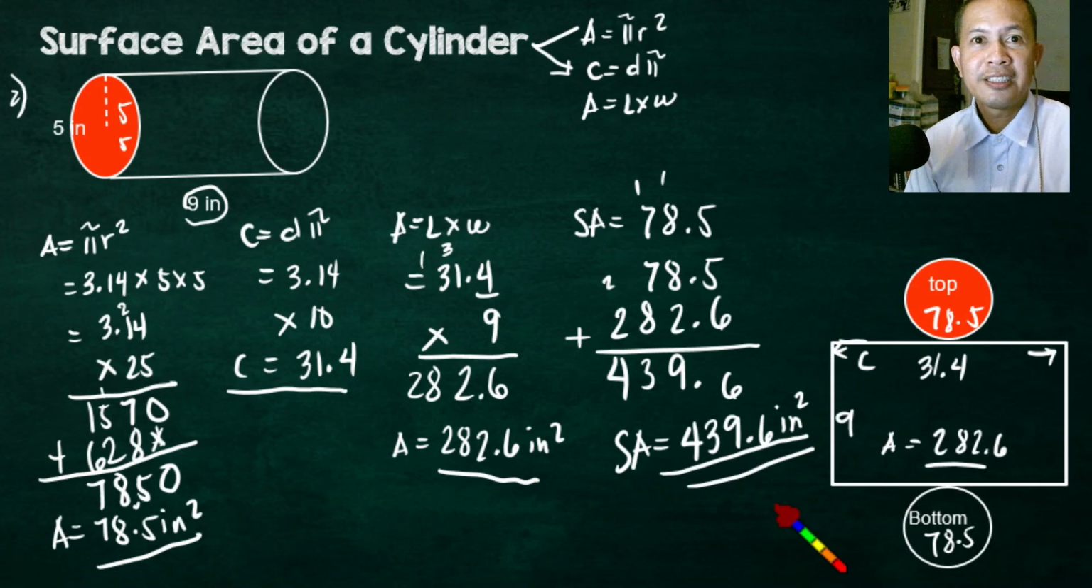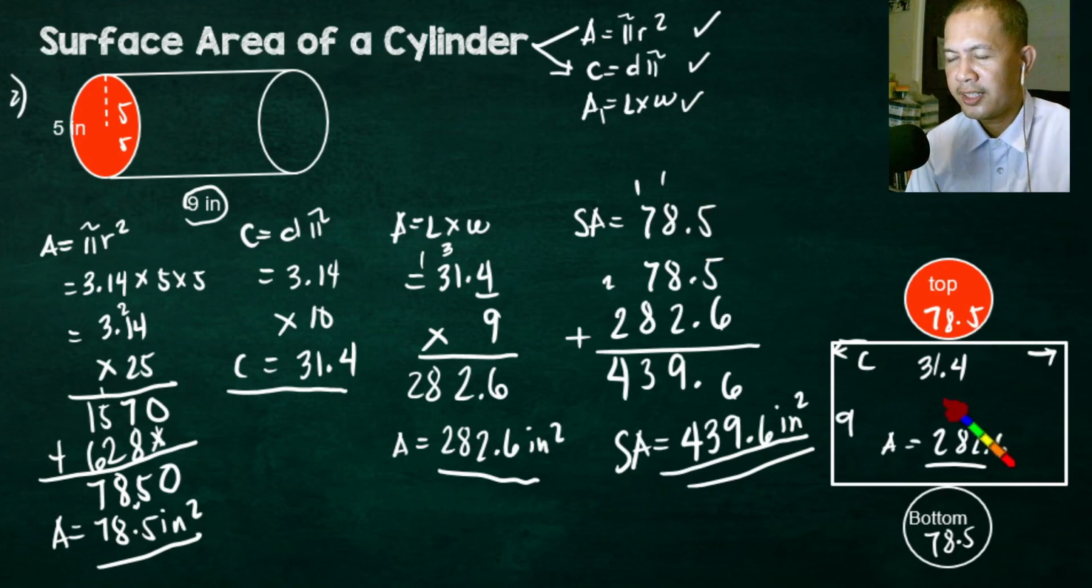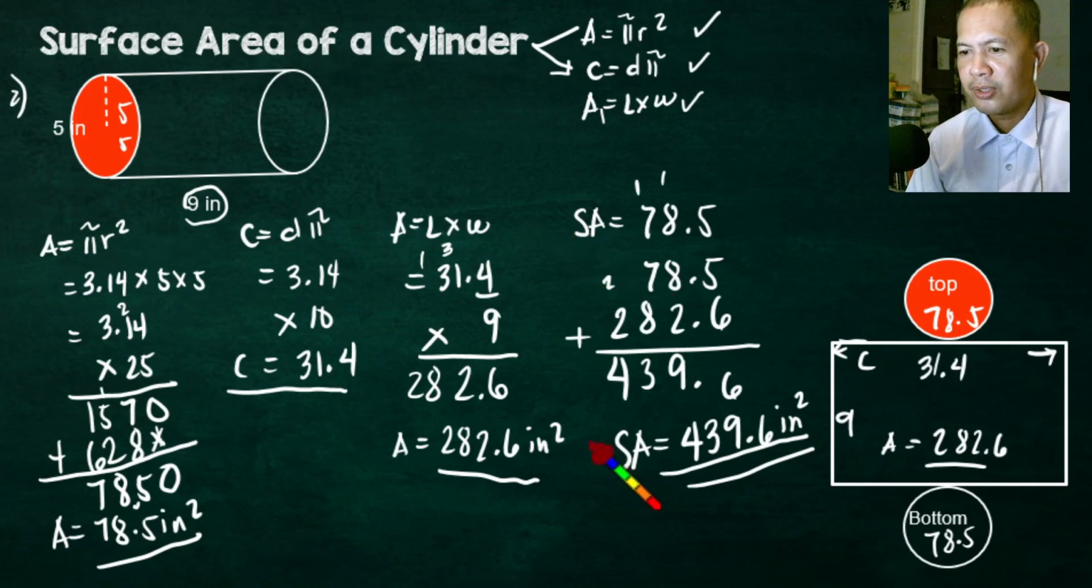Okay? So gagamit lang tayo ng formula na tatlo sa finding the area of a circle, and then finding the circumference, and then finding the area ng ating rectangle and making the total of the three area, the two circle and a rectangle, you have your surface area of your cylinder.